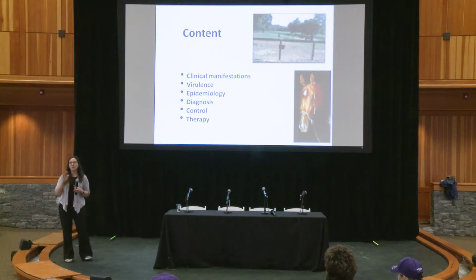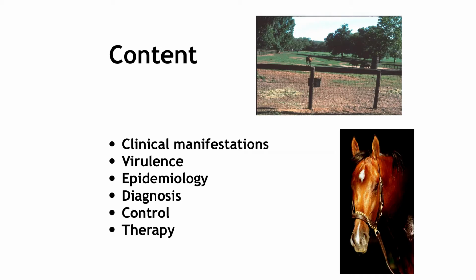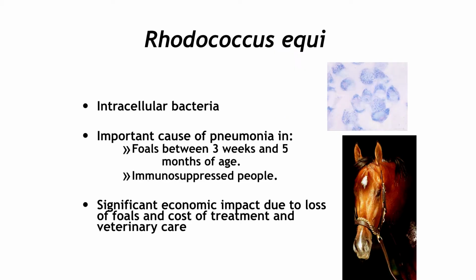So there's a lot of information in this lecture, and I tried to cut some out, and I just couldn't decide what to cut out. So I will try not to go too quickly, and again, this could be multiple different lectures, so I'm trying to give an overview of everything. So we'll talk a little bit about the clinical manifestations of the disease, the virulence, the epidemiology, diagnosis, control, and therapy. So Rhodococcus equi is an intracellular bacterial infection.